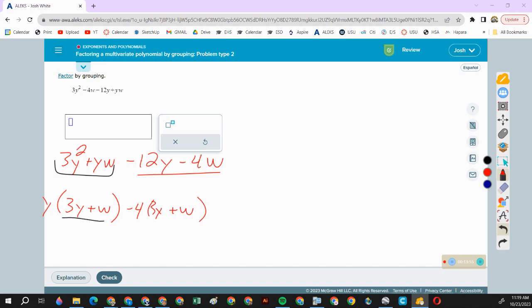Now I can group them. Yank that out. So 3y plus w. And what's left? Y minus 4. So that one we had to do a little bit of thinking to group things together the right way. Okay. I guess in general, usually if nothing comes out, you need to reorder them. That's not entirely true, but it's probably true most of the time.